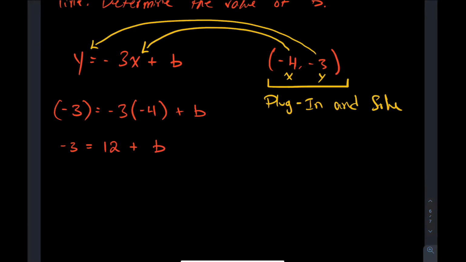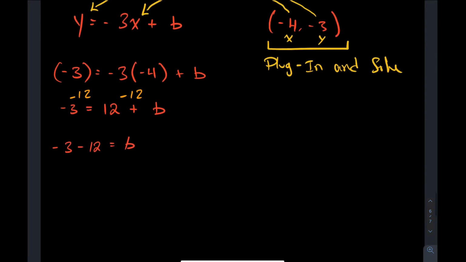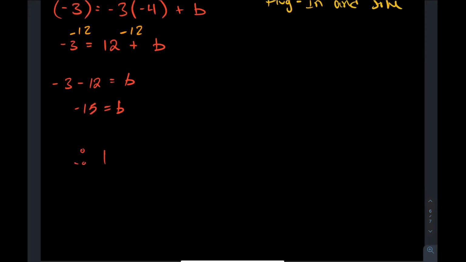Okay, we need to get b on its own. What's the easiest thing to move? Well, right now 12 is being added to b, so let's remove 12. Minus 12, and we have to do it on both sides. So over here we have negative 3 minus 12 equals b. What's negative 3 minus 12? Negative 15 equals b. Therefore, the full equation is y equals negative 3x minus 15.